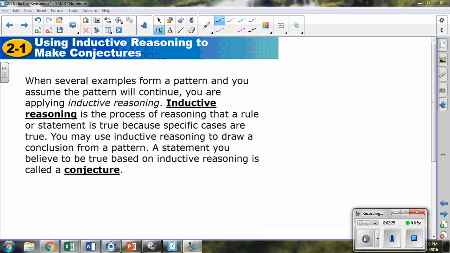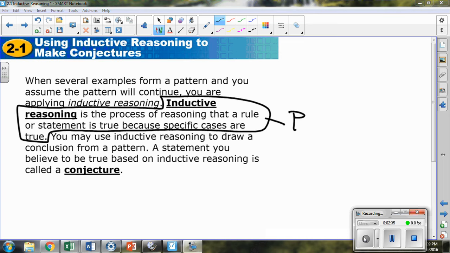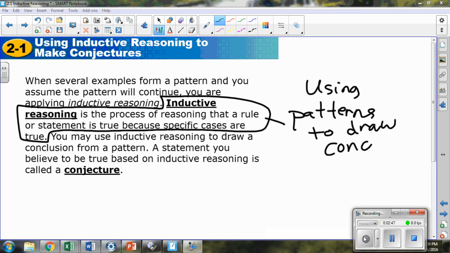In terms of the textbook stuff, and once again, I don't expect you to write all these things down, inductive reasoning is identifying patterns, and we're going to use the patterns to make some kind of a conclusion. We're going to say, here's something that I think is true, and I'm using a pattern to figure it out. That's all inductive reasoning is.